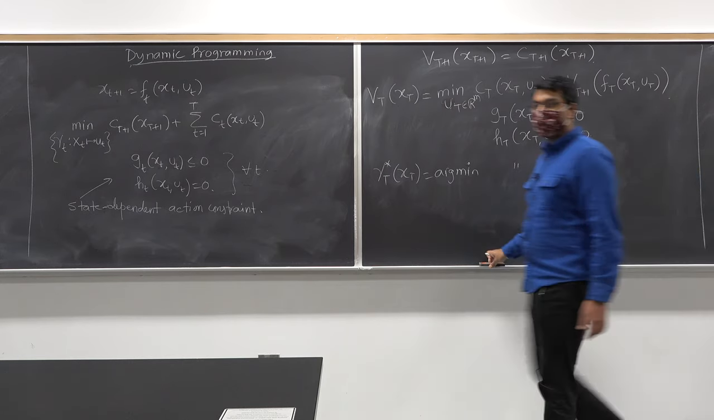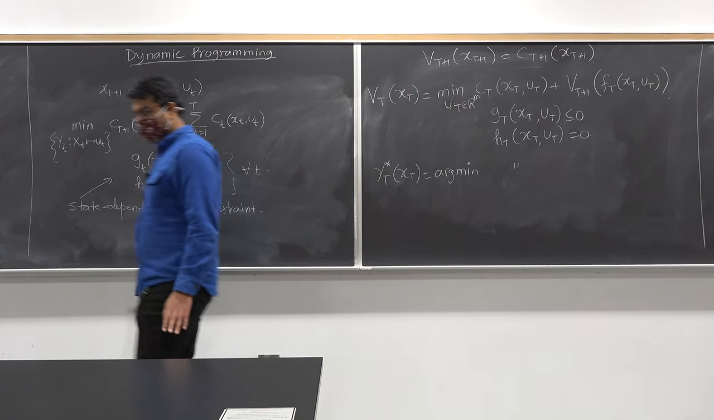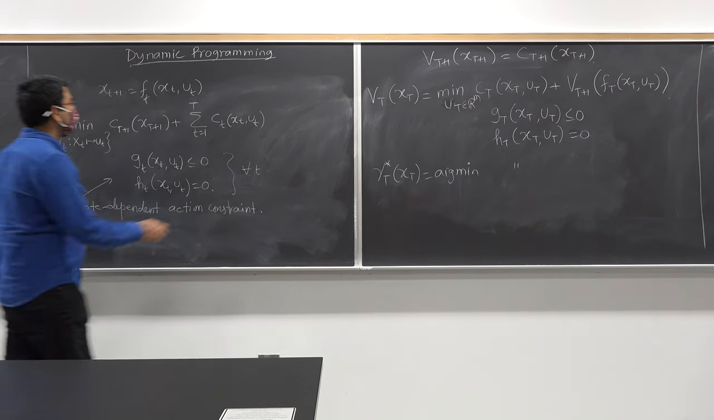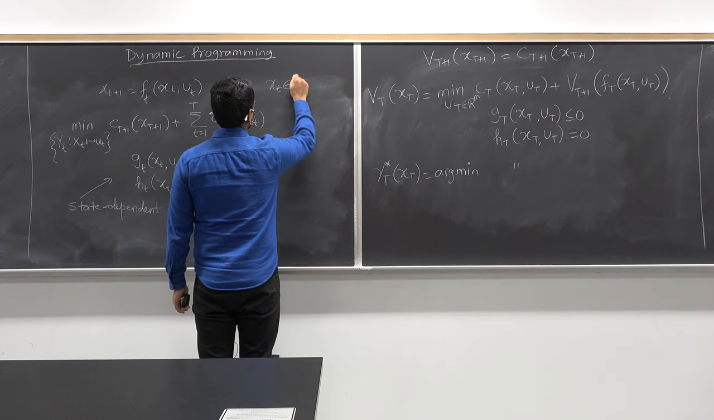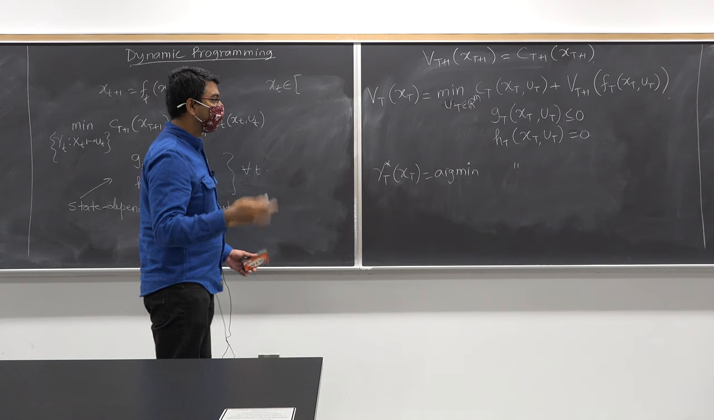So let's think about the numerical method part a little bit. So consider a simple situation where my x_T lies in the set. So let's consider this room example.